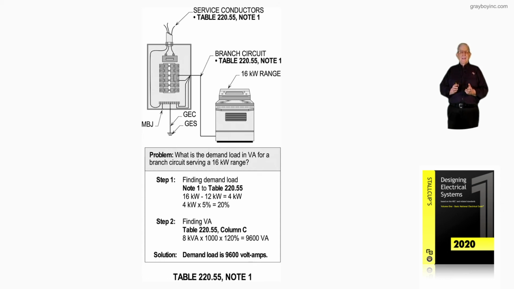And if you had an 18 kW range, like Sears used to sell, you would take that 18, subtract 12, that'd be 6, and it'd be 6 times 5%. You'd have 30% instead of 20% in step 1. So again, not trying to be too simple, but just pointing out the application of note 1 to table 220.55, which figure 14-7 is illustrating as the size of a range that might be in a dwelling unit.